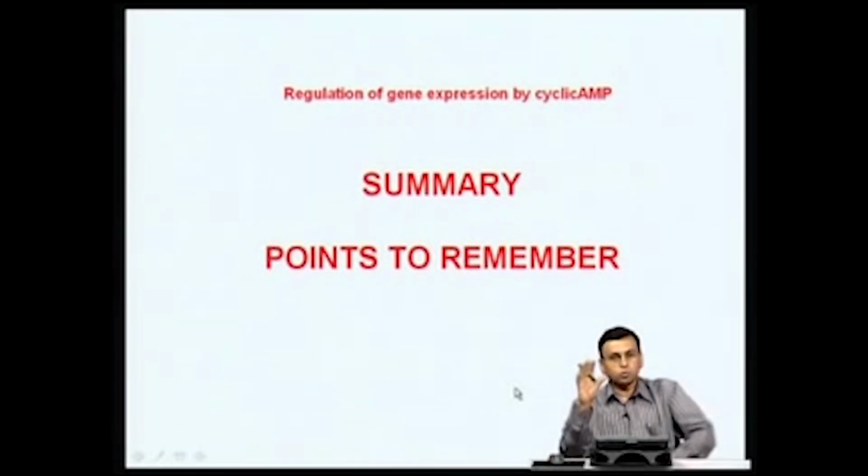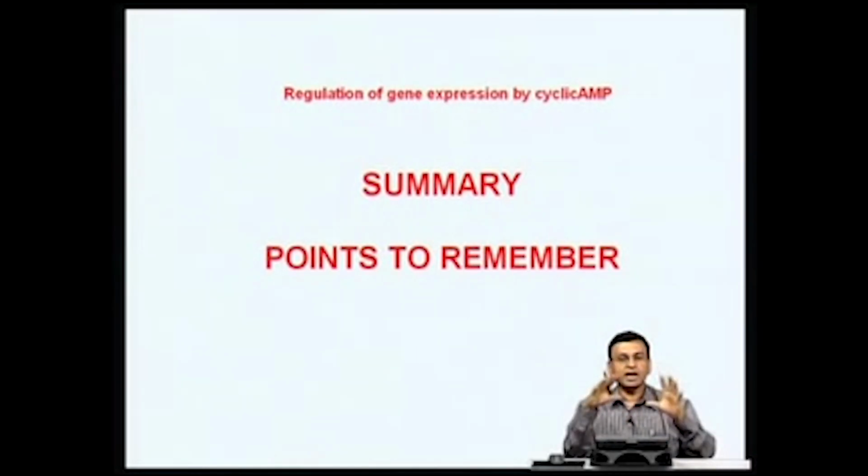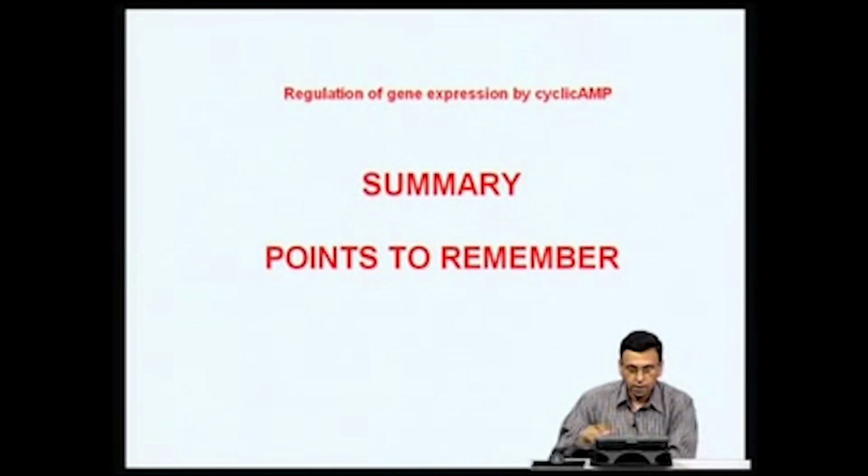What I am going to discuss in the next few slides are some of the important aspects of cyclicAMP regulation, and how cyclicAMP is a very important second messenger. By activating a family of transcription factors belonging to the ATF CREB superfamily, it regulates a number of physiological processes both in the nervous system as well as outside. Some of the important points that you have to remember whenever you talk about cyclicAMP response and gene expression, I have listed in the next few slides.